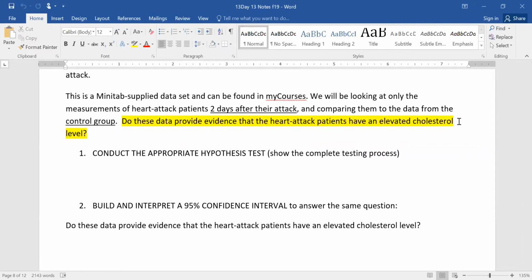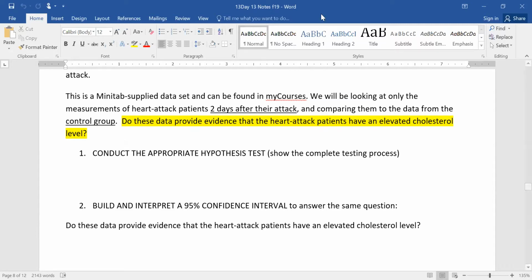Okay, so let's keep that in mind. We want to know if those heart attack patients are showing elevated cholesterol levels. So let's see, right here it says, we're going to study the 2 days after the heart attack and compare them to the data of the control group, so the people that have not had a heart attack. So what we're going to look at is the difference in means between these patients that had a heart attack, their cholesterol level 2 days after that heart attack, and a separate group of people that did not have a heart attack, their cholesterol levels.